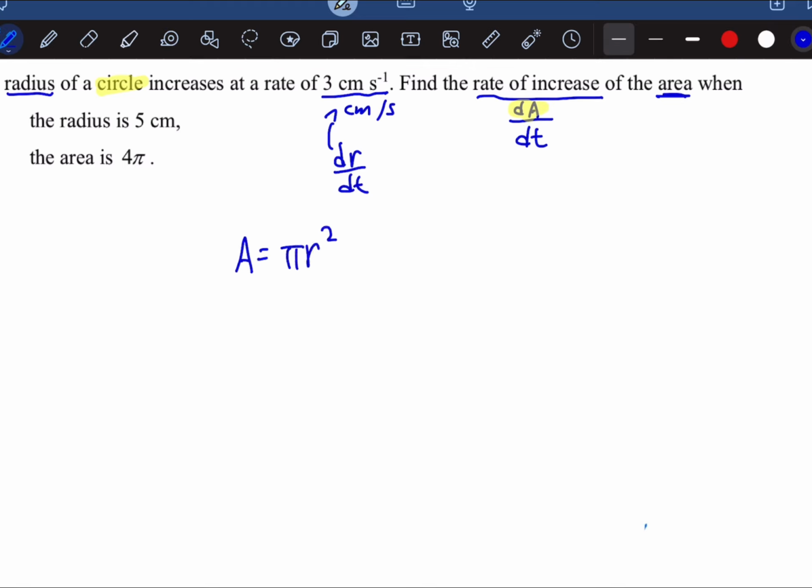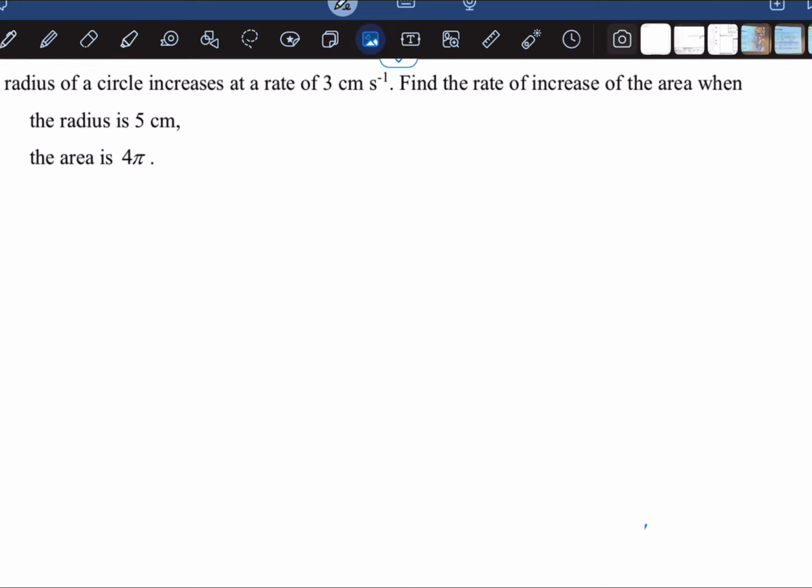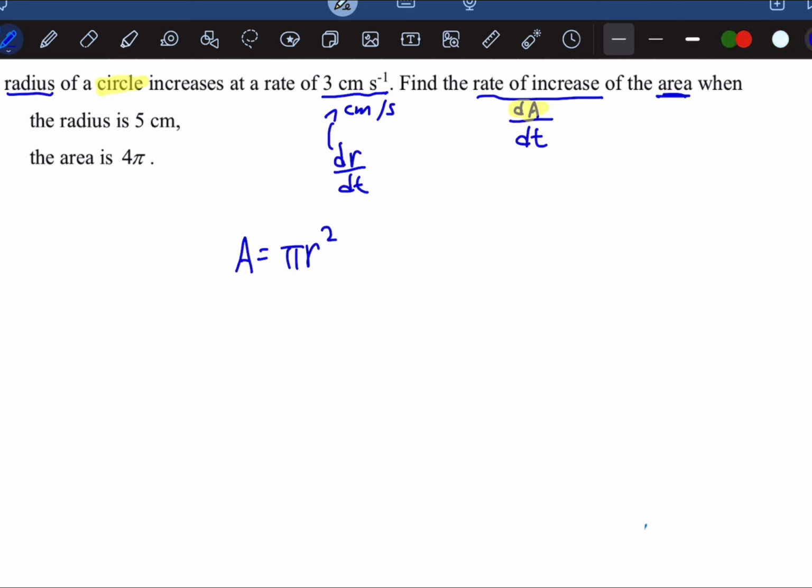So you can see that's why I've given you 4 documents about the area and volume, because these are the only 2 things we can assess during assessment. So the area of a circle is pi r square. With this, we have to try to link these 3: dA over dt, dr over dt, into the rate of change formula.